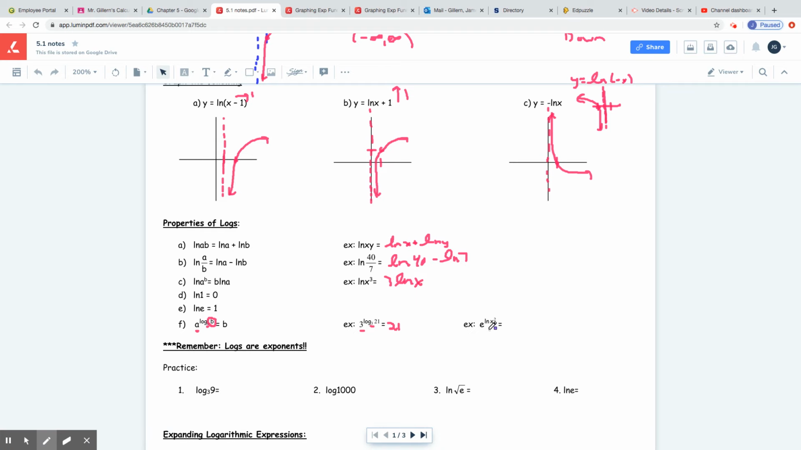All right. This one here. There is no base here, but what's the base when it's natural log? The base is e. So since the bases are the same, the answer is just x squared. Whatever that is right there.